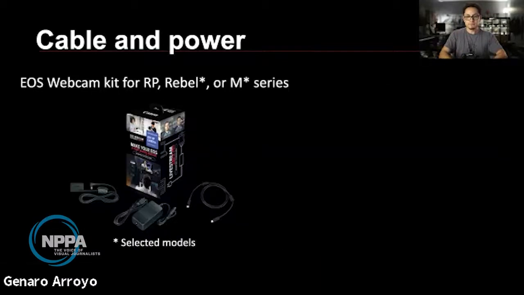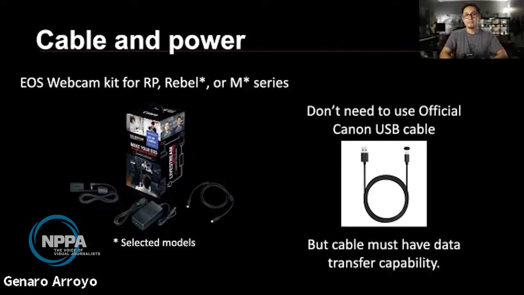Now, to make it easier for a few of the viewers out there, we have made an EOS webcam kit for the RP, a few of the Rebel series, and the M series. Basically what they are is a bundled USB cable, if you don't have it yet, and the AC kit all in one, so that you already have the camera, you already downloaded the software, all you need are the peripherals. One little box has it all. So it's already out there in the market.